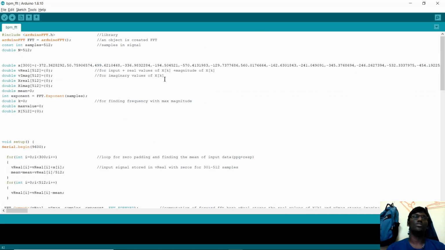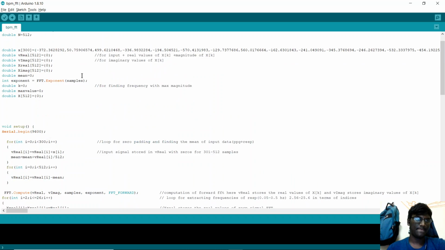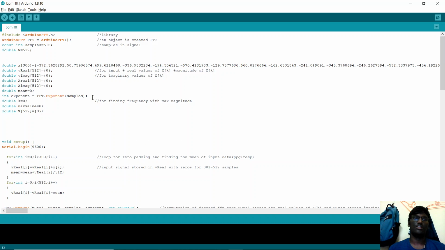Let's take a look at the Arduino code. Arduino has a separate library, arduinoFFT, for computing the fast Fourier transform. We create an FFT object. Here the given length of the signal is 300, so the nearest 2 to the power k number is 512, so we take samples as 512. Now let's see what vReal and vImag are. vReal and vImag correspond to the signal V. Since Arduino does not have a facility to represent complex numbers, we take the real components of the signal in vReal and the imaginary components in vImag.